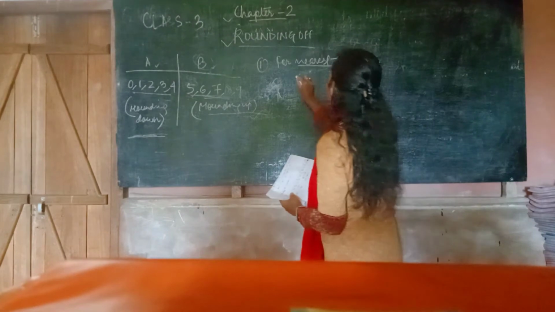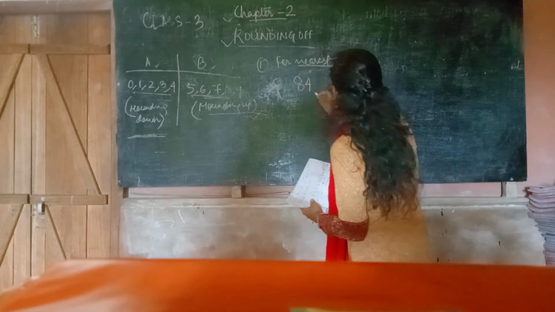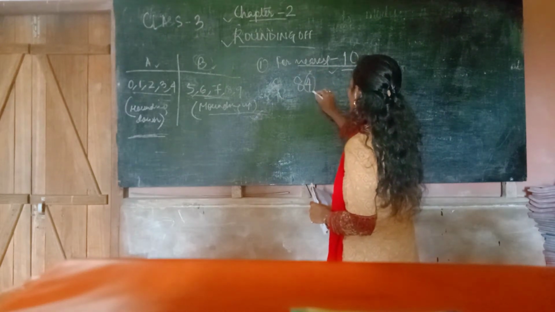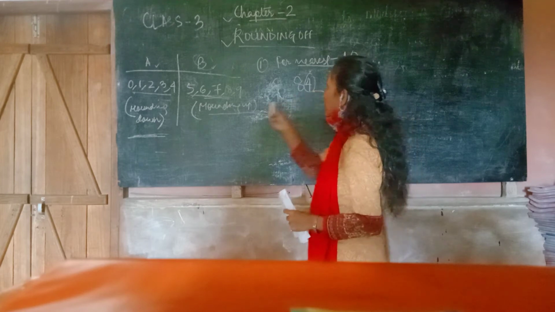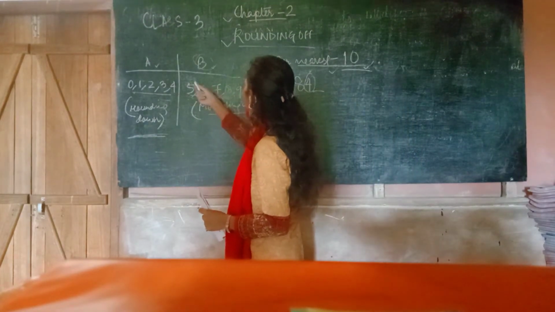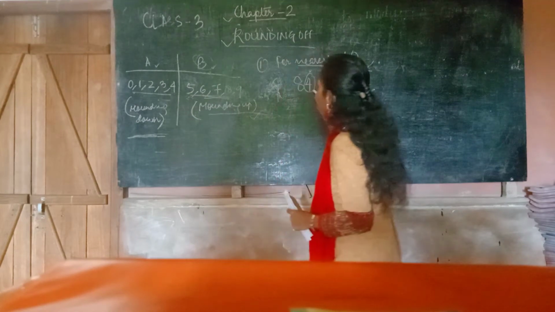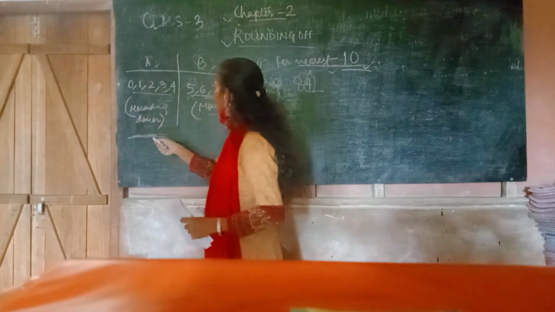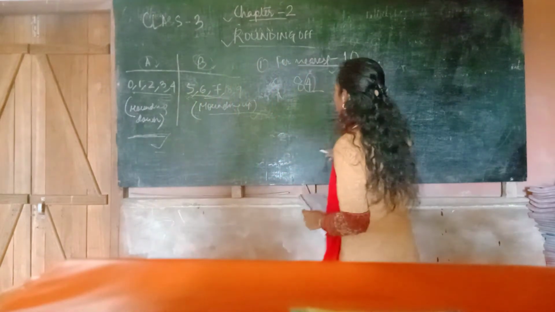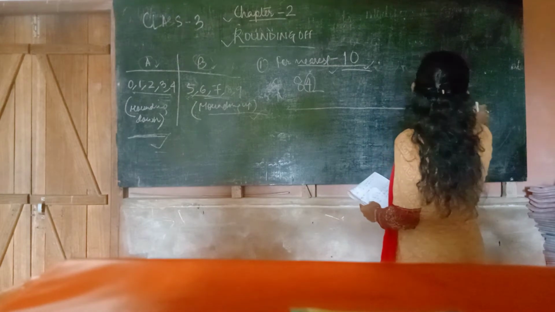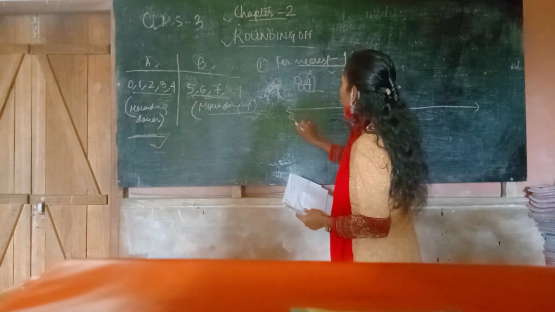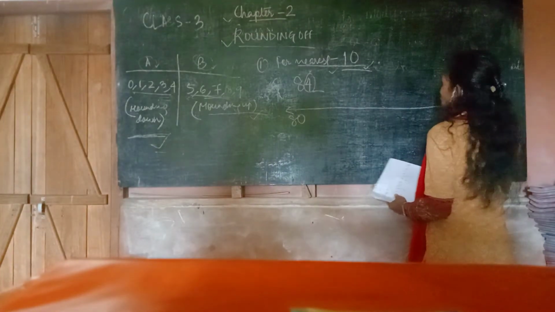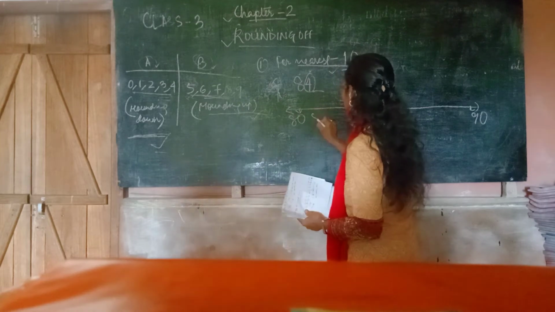For example, 84. In 84, we have to see the digit in the ones place, which is 4. Earlier it was 7, means more than 5. Now it's 4, means less than 5. This comes under column A, which is rounding down. So 84 lies between 80 to 90, isn't it? 80 to 90.